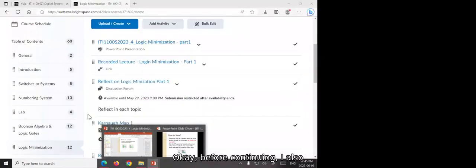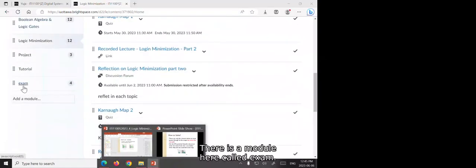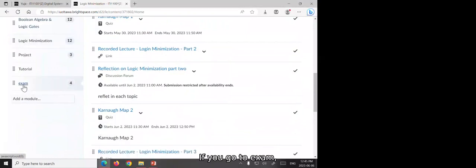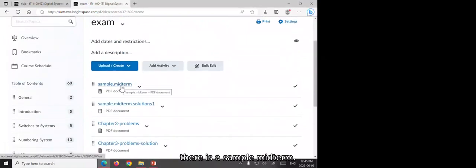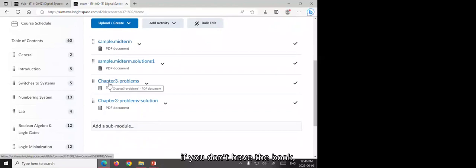Okay, before continuing, I also should tell you that I put some samples. There is a module here called exam. If you go to exam, there is a sample midterm. Actually, the sample midterm is not exactly what we have covered up to now, but it is good. This is the sample midterm for the previous semester, so I use that. And the solution, and also, if you have the books, at the end of each chapter there are problems that you could solve, and the exam would be something like that.